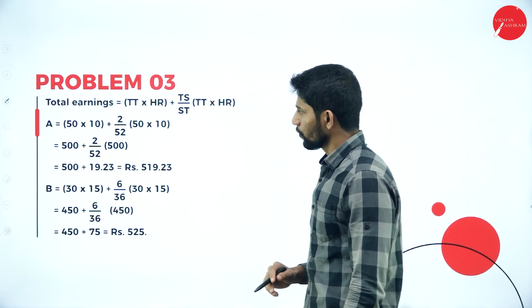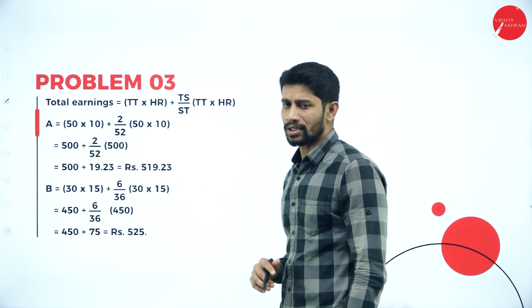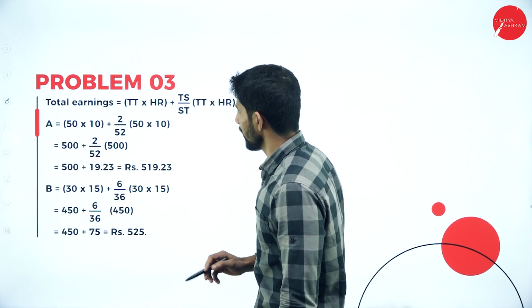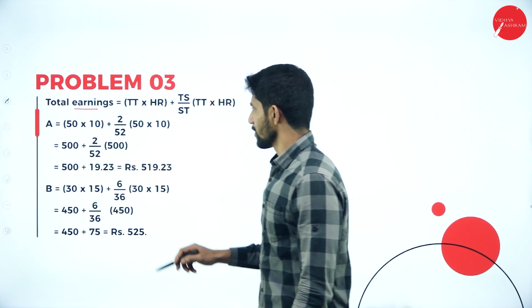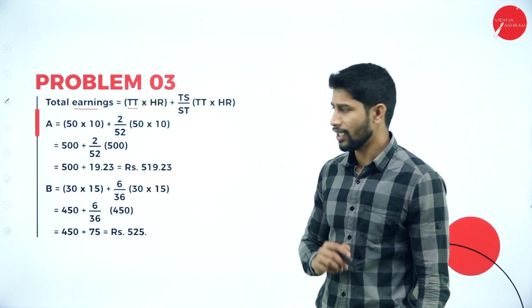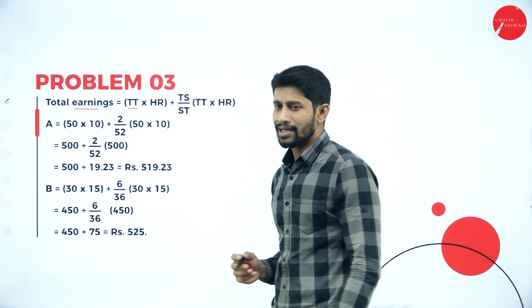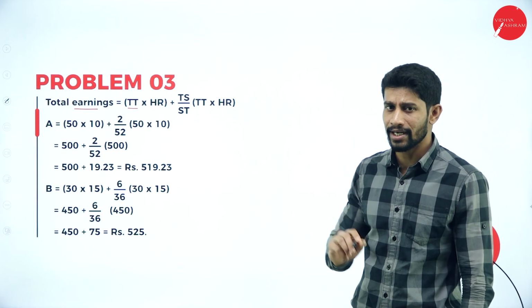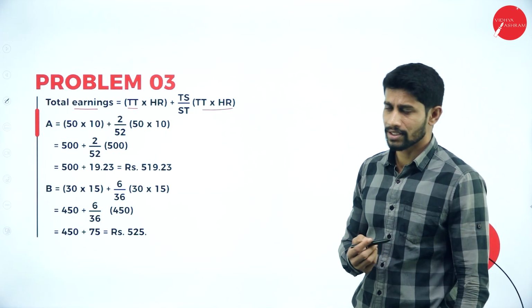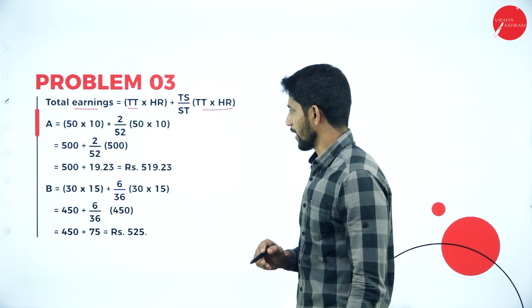Now we move on to find out the total earnings under the Rowan plan. So what is the formula under the Rowan plan? Total earnings equals time taken into hourly rate, plus time saved divided by standard time into time taken into hourly rate.